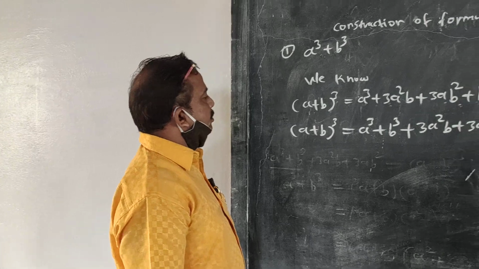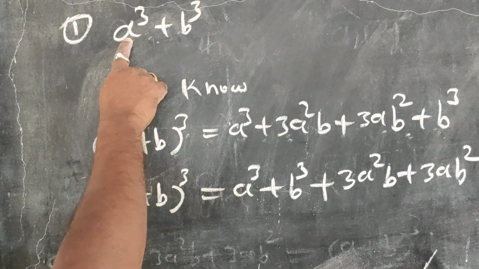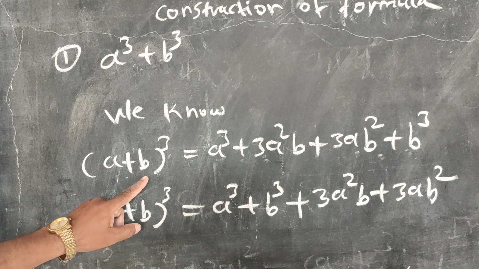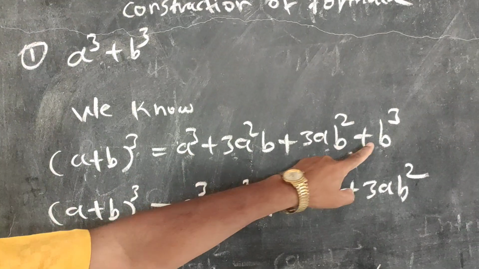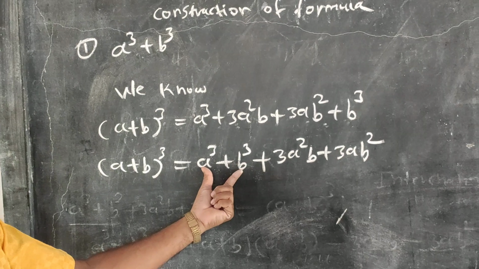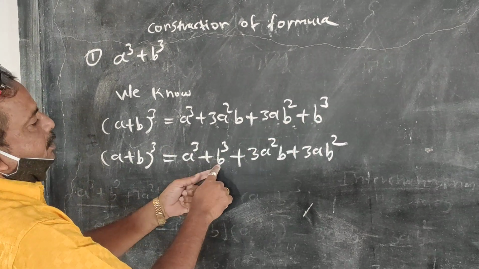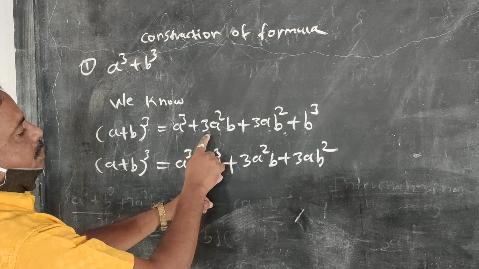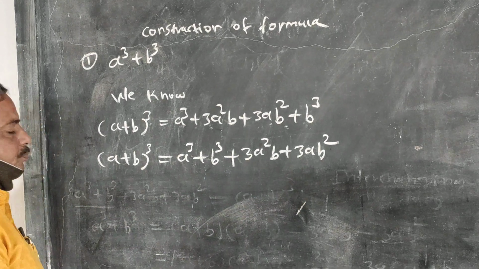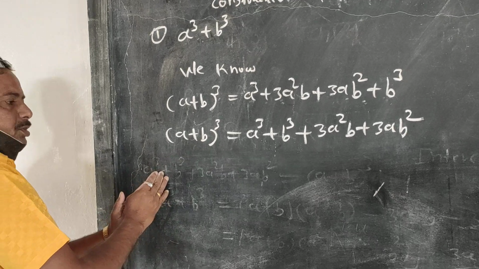So students, listen carefully. Using this formula we will construct the new formula. We will arrange the a cube and b cube, these two terms, nearest, because we need a cube plus b cube. So a cube and b cube we will write near, and the remaining terms, 3a square b plus 3ab square, after that. We need a cube plus b cube on the left side.